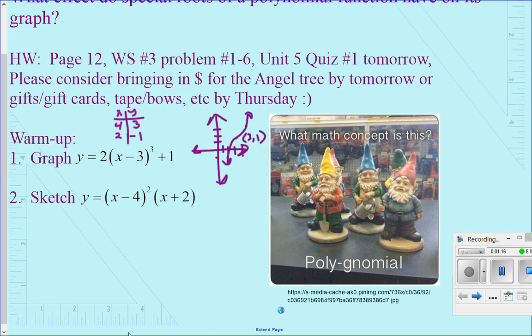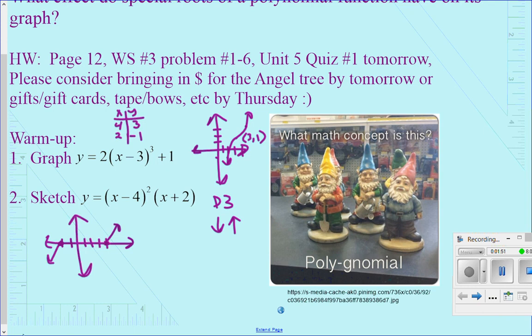Next one, sketching. So this is what we did yesterday. So I know that I have a root at 4 and at negative 2. And I see the degree here is 3. 3 is odd. Odd means opposite end behavior. This is positive, so it has to be up on the right, which means it's down on the left. So I'm going to make my end behavior down and up.